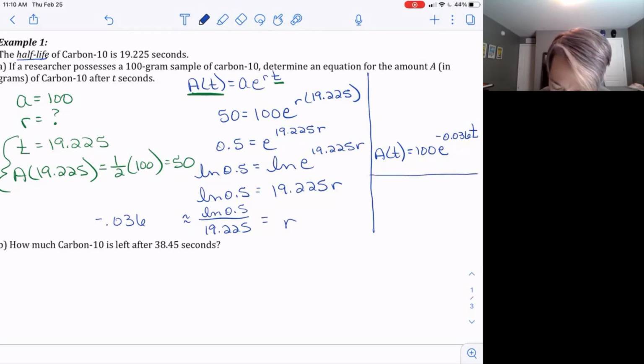In case you have a homework question that does that, you would just write A of t equals 100 e to the, and in parentheses, put the natural log of 0.5 divided by the 19.225 times t. But most of the time, they will tell you how much to round it.